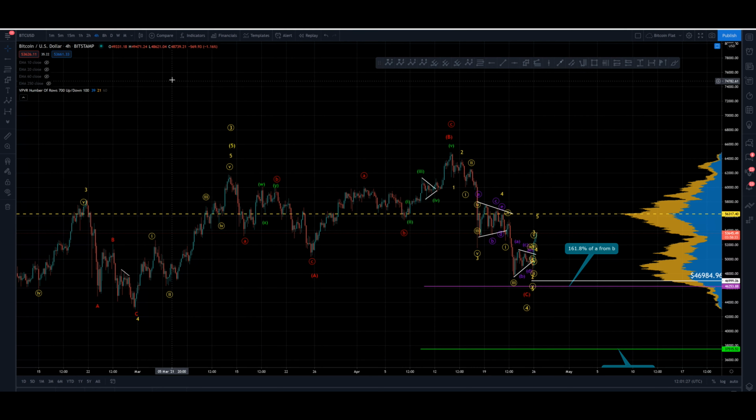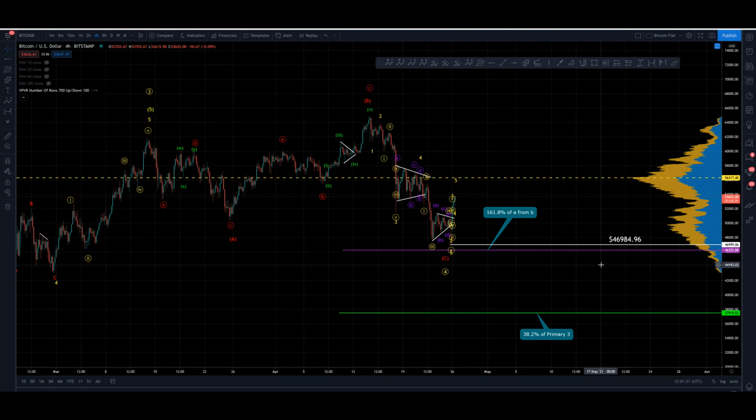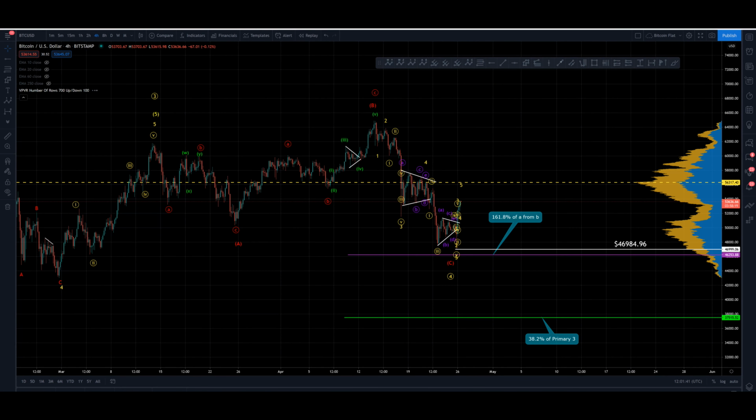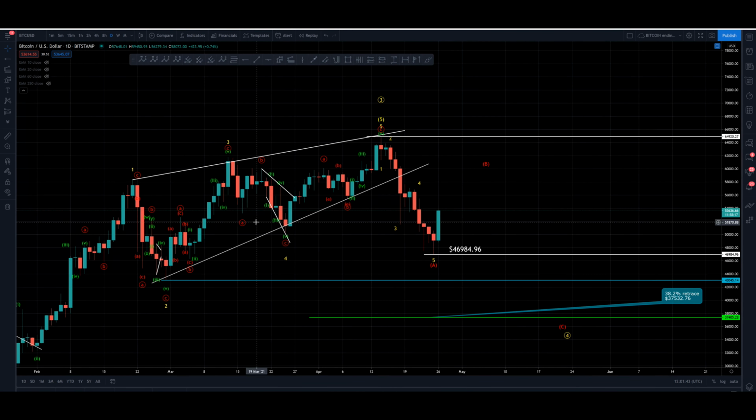So that's the flat pattern for the moment, while the low at 46984 spot 96, while this recent low holds, I'm favouring this pattern. If this low breaks, I'll shift to favour the other one. So on that note, let's come over and have a look.